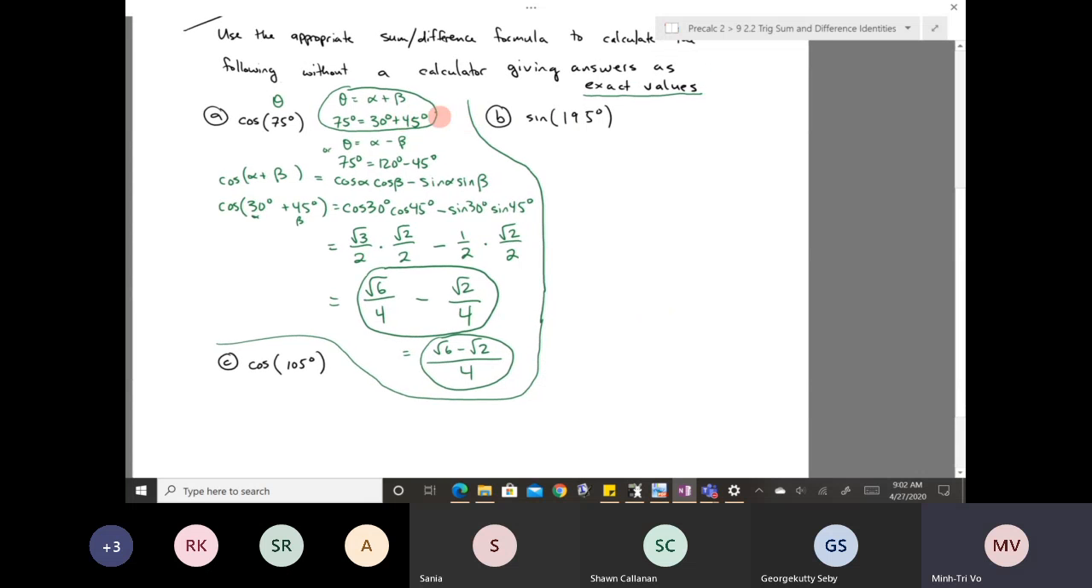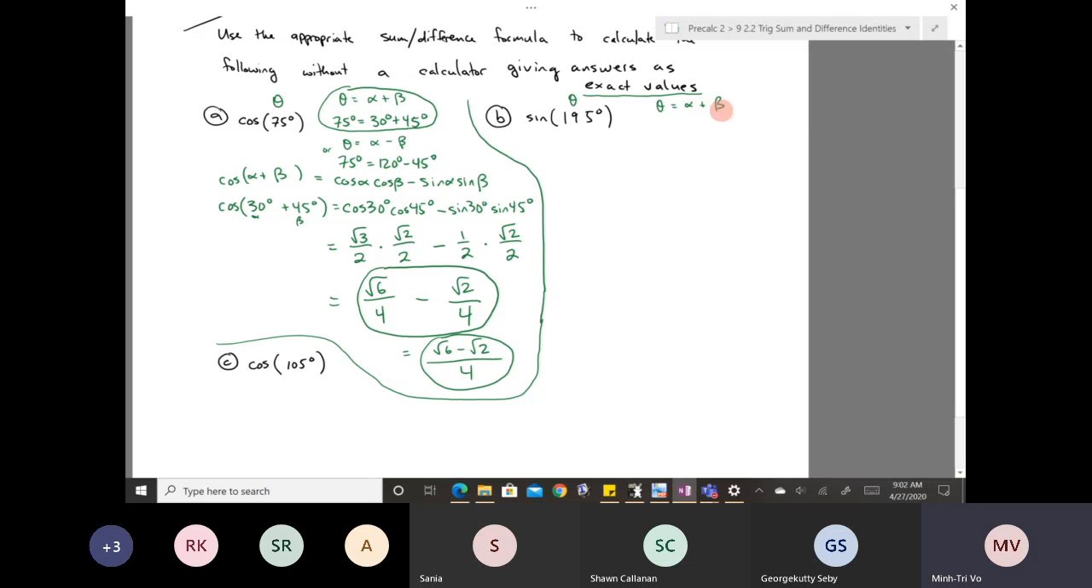Okay, so the other two examples are similar, right? So this is theta. For each of these, you can always do it both as a sum and a difference, and there's also multiple choices of which angles to use.